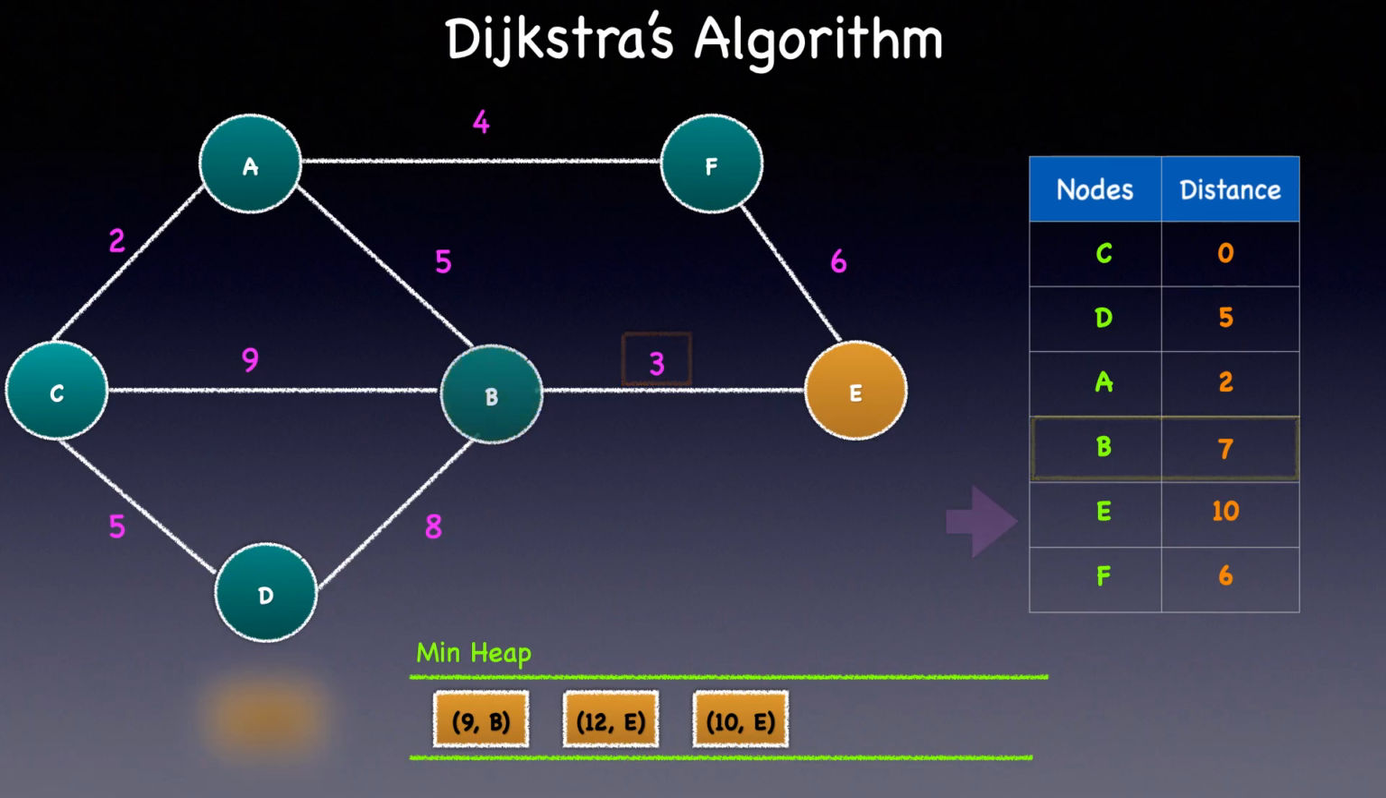We can now mark node B as explored. The next element in the min heap is node B with a cost of 9. However, since we have just finished exploring B, we'll simply heap pop this element from the heap and take no further action.